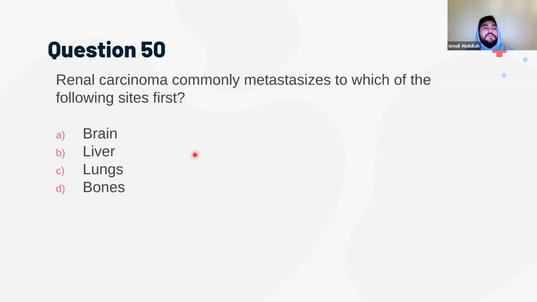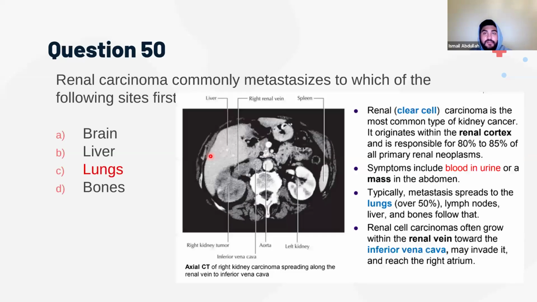Cool. Renal carcinoma commonly metastasizes to which of the following sites? Like 50% of the time, you're going to find it there. Yep, that's going to be the lungs.